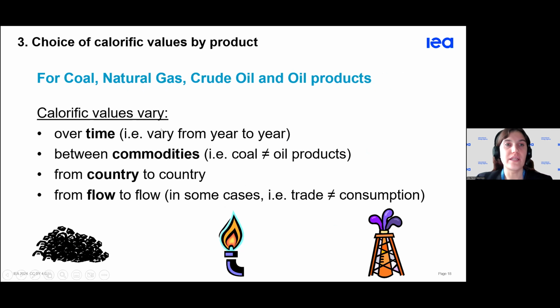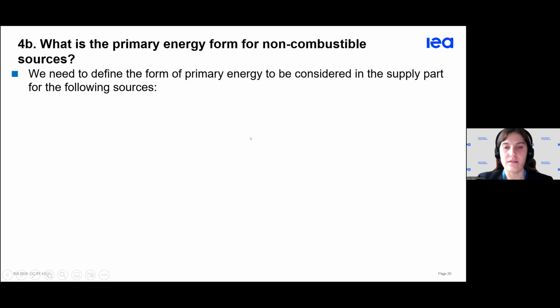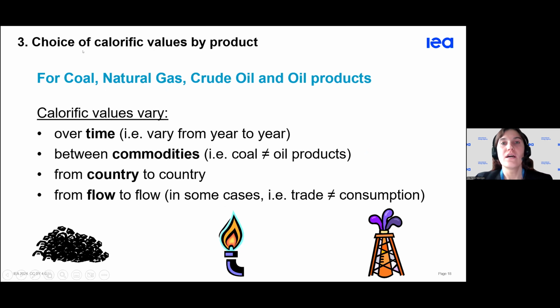So we also need a choice of calorific values by product. Calorific values can vary over time between commodities, from country to country, and from flow to flow. So ideally, you want the calorific values to be reported on a very granular basis, with as much detail as possible in terms of the different products and the different flows. And indeed, the IEA is currently doing this. We have different calorific values depending on the flow, as my colleagues who presented coal discussed.